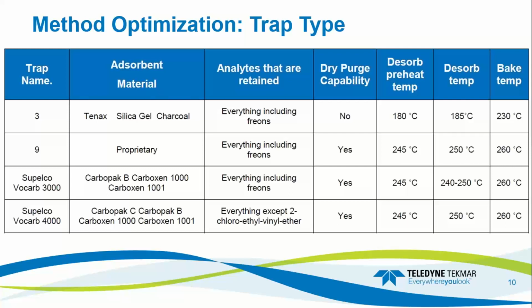So here is where our moisture comes into play. If you have an application where moisture is a struggle, you definitely don't want to use a number 3 trap. We would definitely recommend using a number 9 trap or the Vocarb 3000 or 4000.